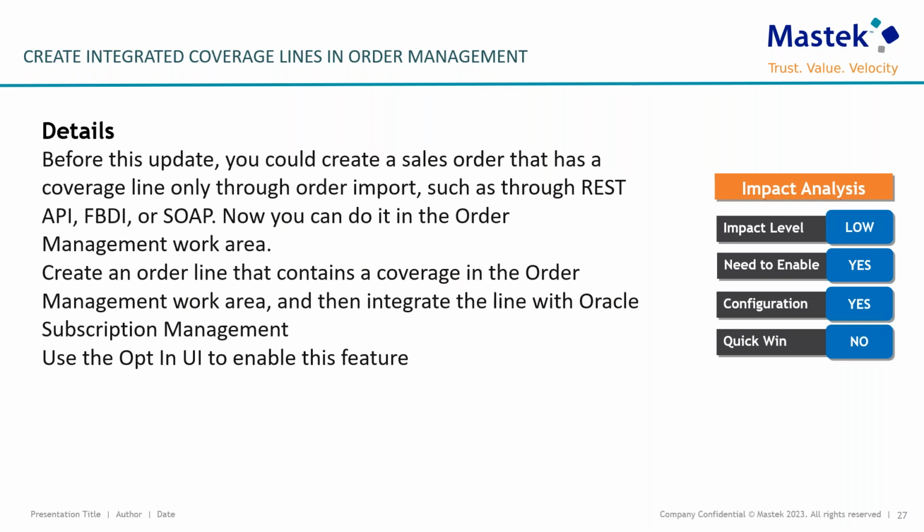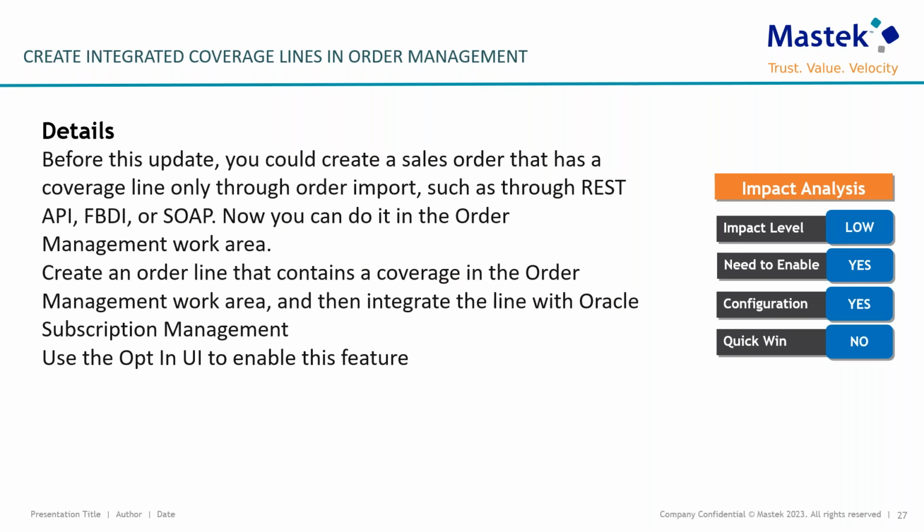So before this update, we could create a sales order that has a coverage line only through order import, such as through a REST API, FBDI, or SOAP services. But now you can do it in the order management work area. So for this upgrade, we need to enable this with opt-in UI, and there is some configuration for this upgrade.